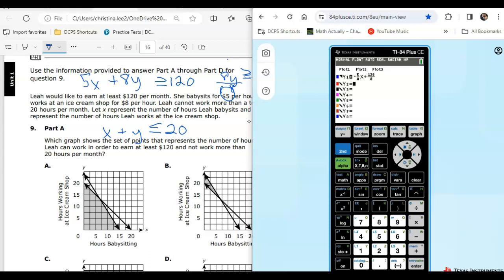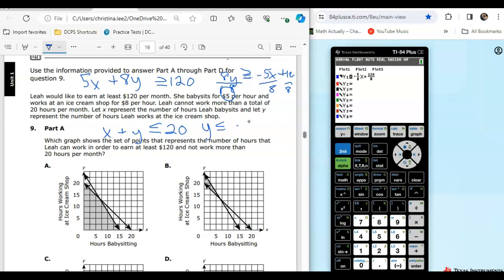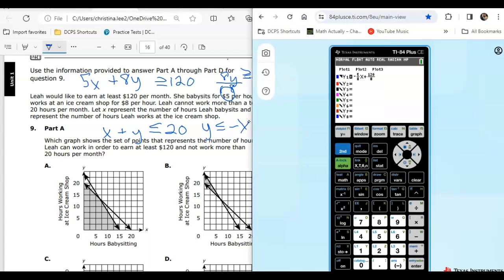The other equation is this one. So this is going to be y is less than or equal to negative x plus 20. And so that one's nice and simple. But we're going to change this to less than or equal to. So enter, and then less than or equal to. And we're going to make this negative x plus 20 and graph that.